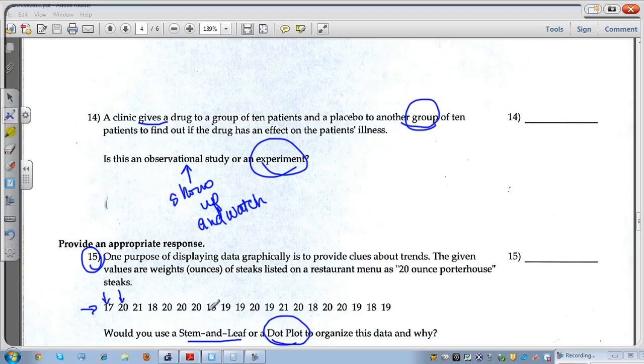If you didn't have a tens digit, then you wouldn't want to use a stem and a leaf because you have no stem, you just got leaves. If this data was very wide, maybe from 1 to 50, I may not want to use a dot plot because I'm going to have this gigantic line. I may want to use a stem and a leaf.